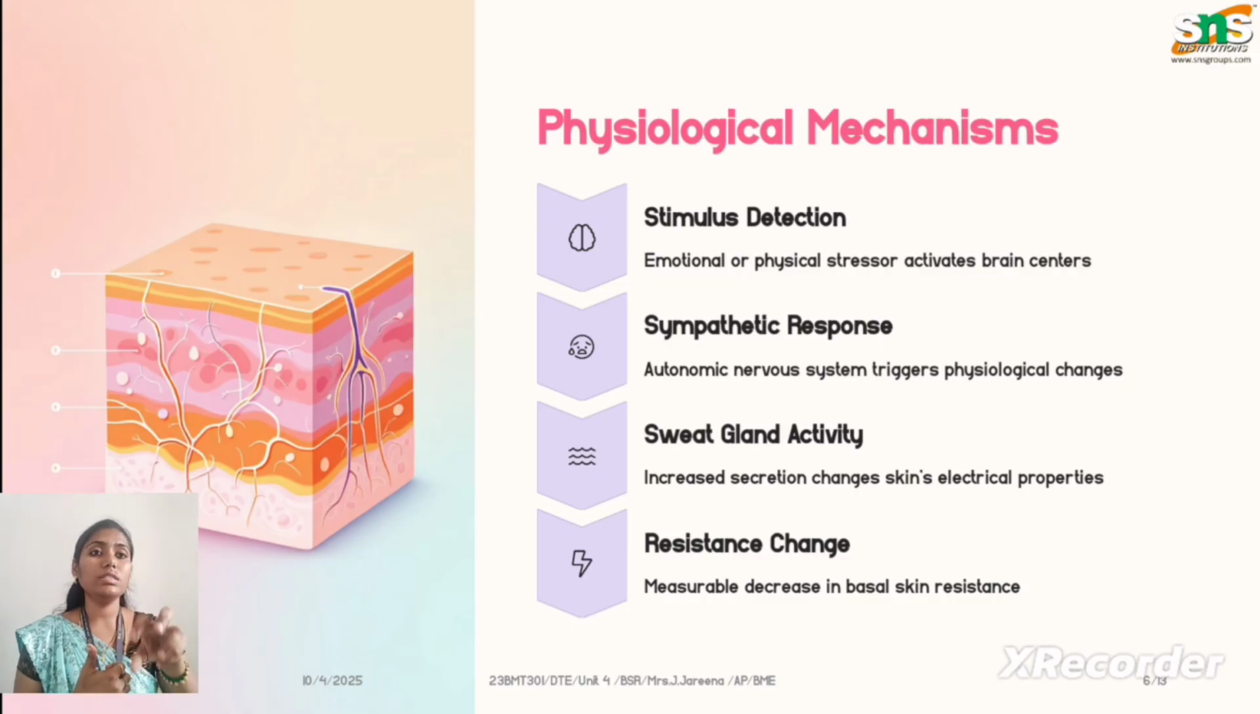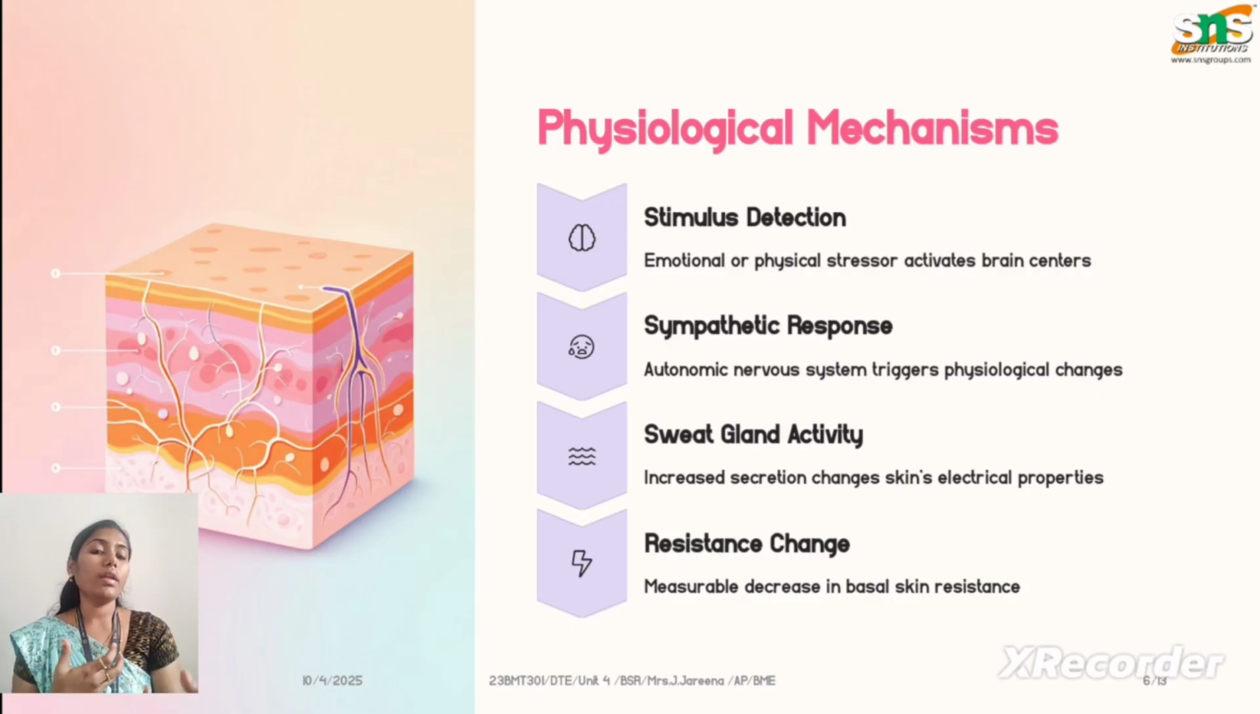How do sweat gland activations in the skin change the electrical resistance properties of the skin? Once people are exposed to any sort of stimulus or emotional change, the brain immediately sends signals to the autonomic nervous system. Through this sympathetic response, it triggers physiological changes, one of which is sweat gland activity. This sweat gland activity increases the secretion, which in turn changes the electrical properties of the skin.